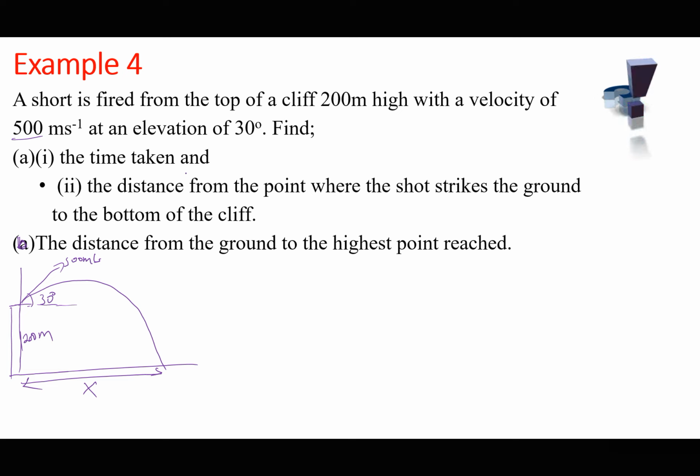So the time taken and the distance from the point where the shot strikes the ground to the bottom of the cliff, that is x. Then the distance from the ground to the highest point reached, that is capital H. We need to find this distance here, which will be 200 plus h.